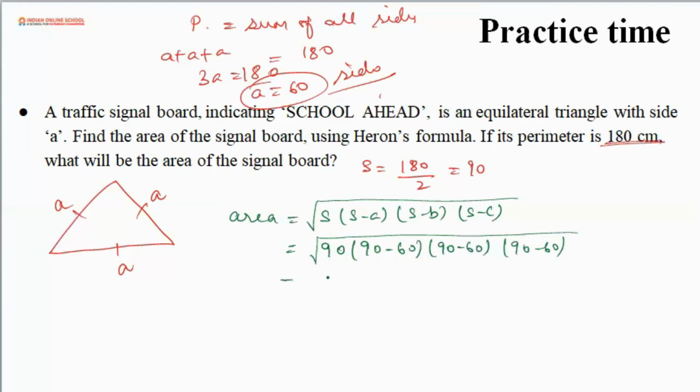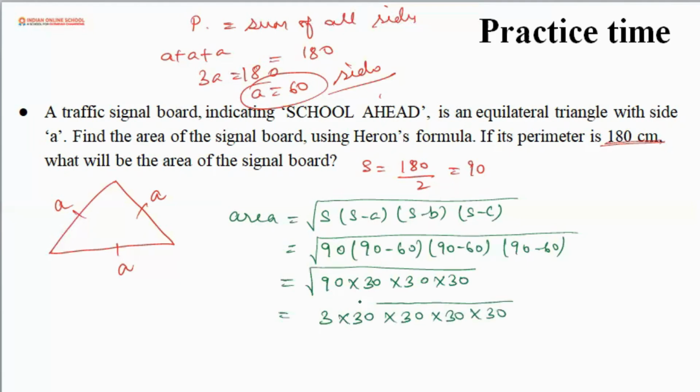So we get the root of 90 times 30 times 30 times 30. Now this 90 we can write as 3 times 30, so we have 3 times 30 times 30 times 30 times 30 under the root. We have this 30 as a pair, and another 30 as a pair, and this 3 is all alone. So 30 times 30 gives us 900 root 3 centimeter square. That will be the area of this particular signal board.